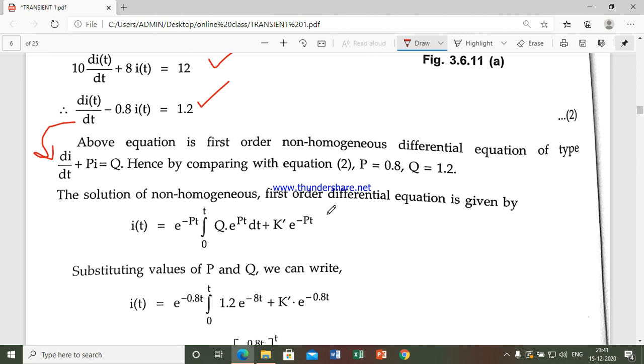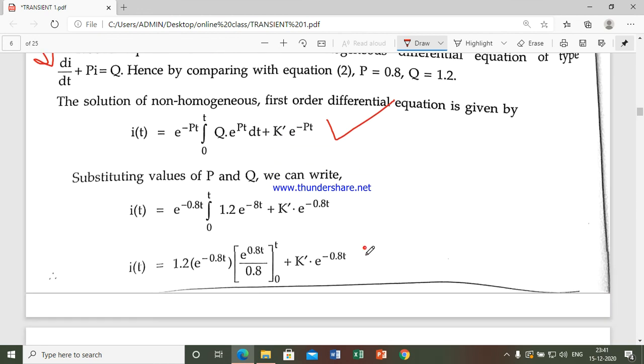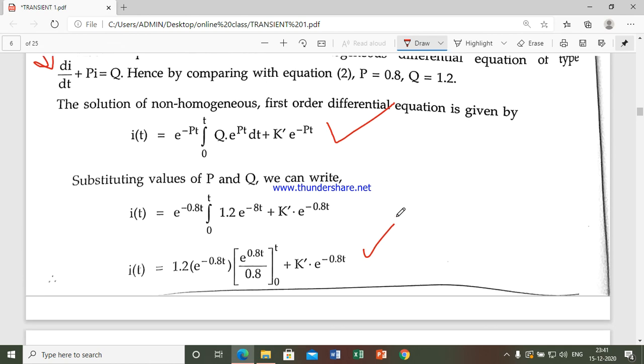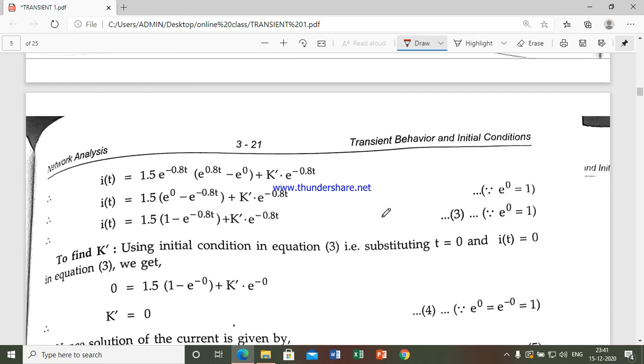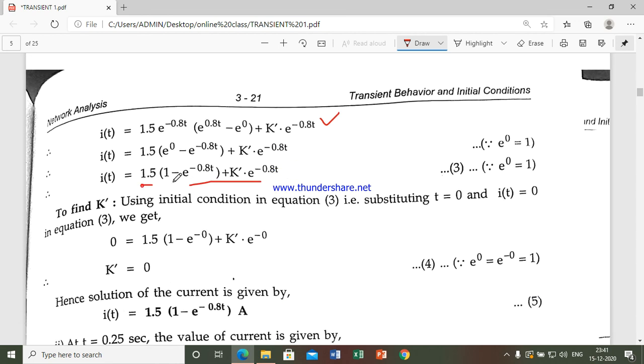And you write down the standard expression for the non-homogeneous solution. Write down this one and substitute the values of p and q. Then you will get I of t equal to this. After simplifying, you will get this expression. Next, you will get this one, no? And after simplifying, for e raised to 0 equal to 1, this is the solution. This is a simplified expression here.